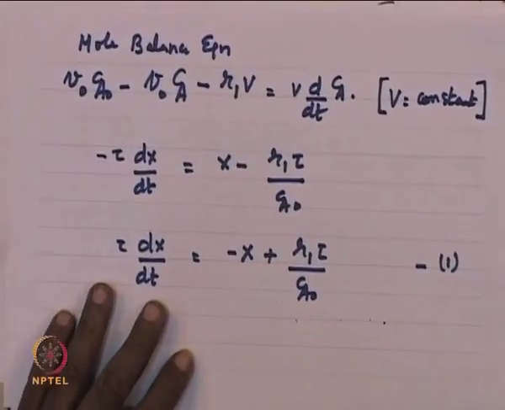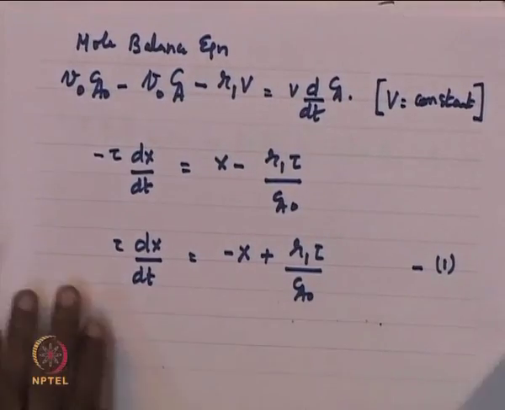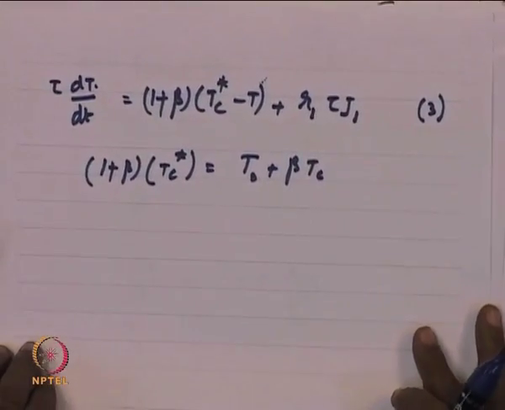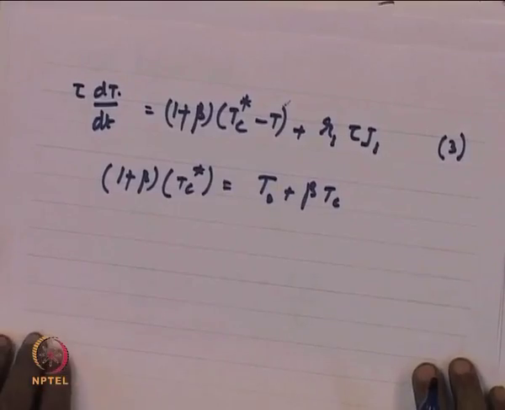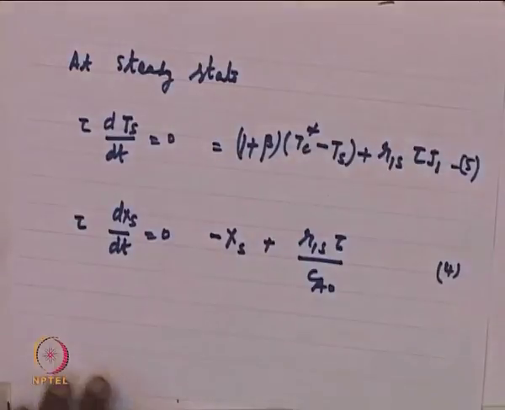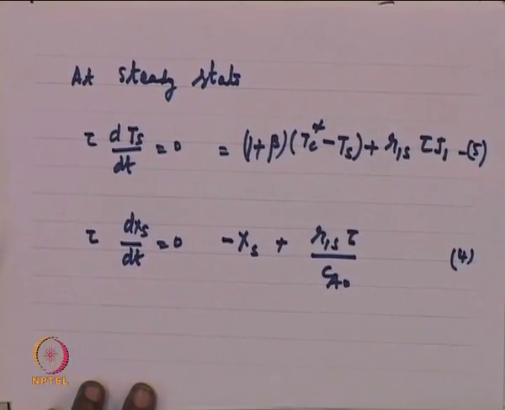Equation 1 is this equation, which tells you the unsteady state description, and equation 3 talks about temperature. So, equations 1 and 3 describe the unsteady state, and equations 4 and 5 describe the steady state.